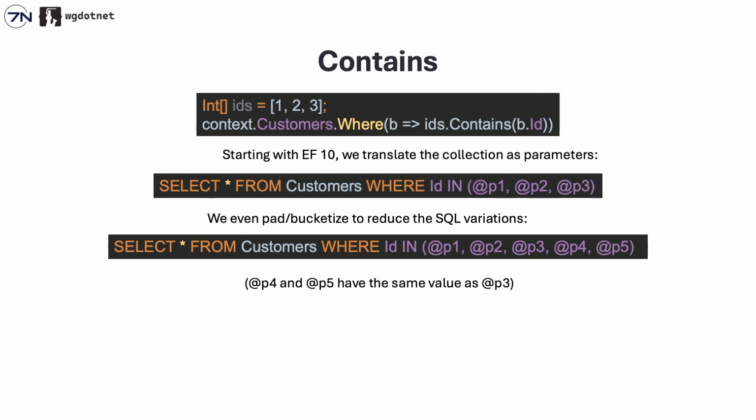So if you actually look at this query, you'll see 5 parameters, even though there's only 3 here, because we have buckets. And then what we do is we duplicate. 4 and 5 are going to have the same value as 3, just so that we have fewer SQLs to cache in the SQL cache.